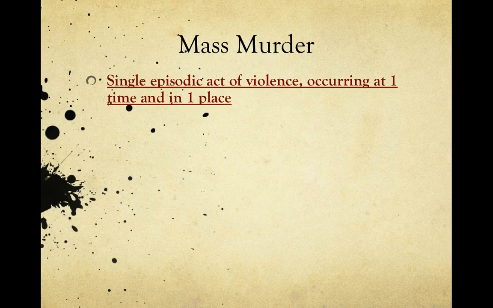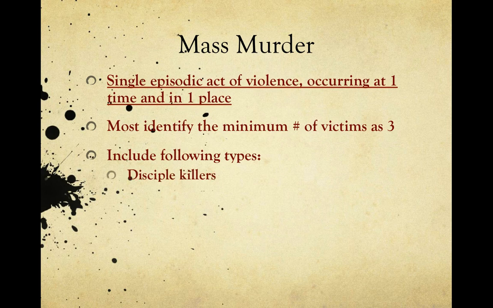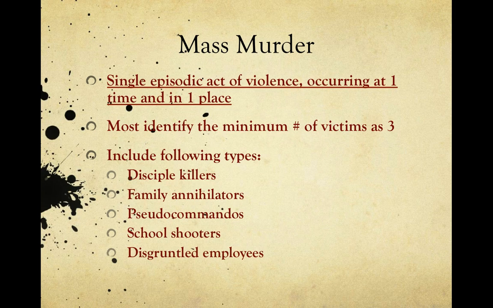Let's begin by talking about mass murderers, which is described as a single act of violence that occurs at one time and in one place. This is also known as a rampage murderer and includes several different types, including disciple killers, family annihilators, pseudo commandos, school shooters, disgruntled employees, and set and run killers. It is important to note that certain killers can fall into more than one category, so they are not meant to be considered mutually exclusive.